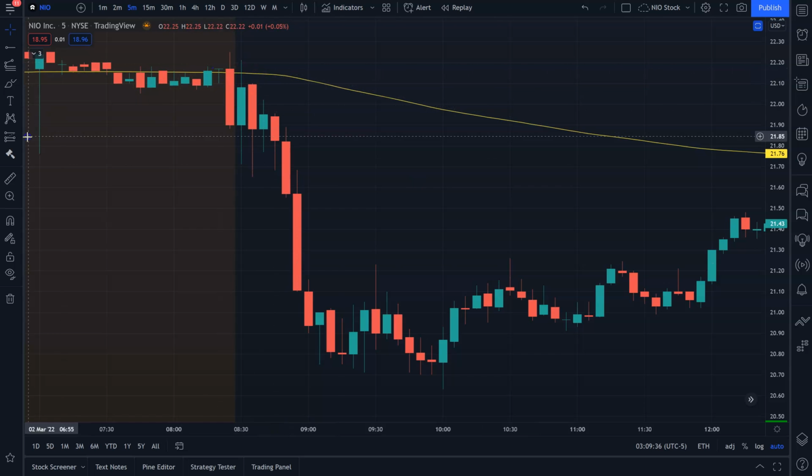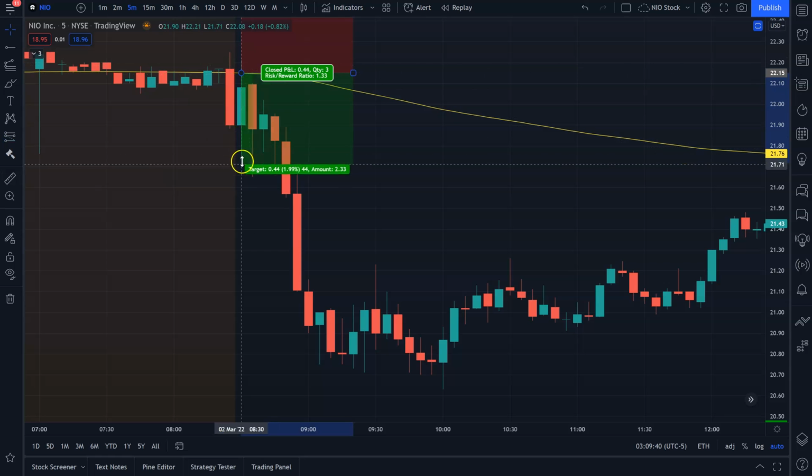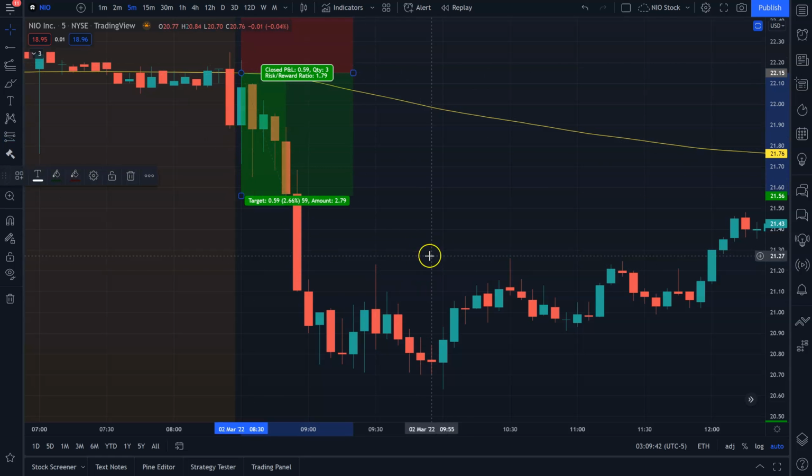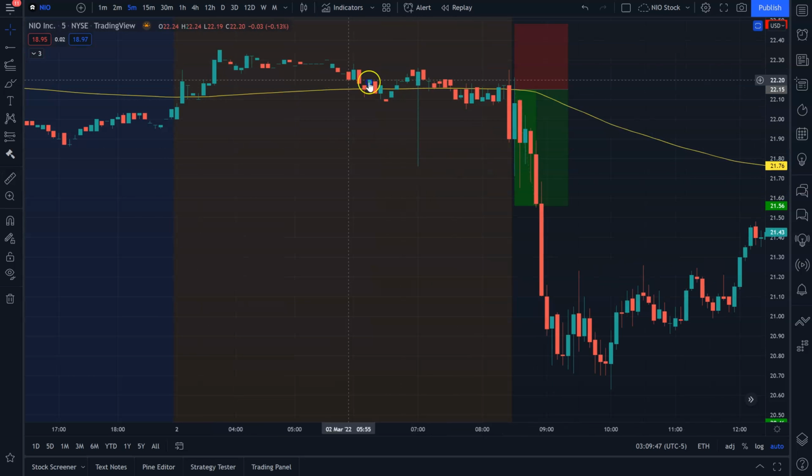This day we opened below it. We tagged it right there, and we dumped hard. There was our 3-1. Could have got more like 8-1 that day. So 3-1. We got 2 winners and 5 losers.